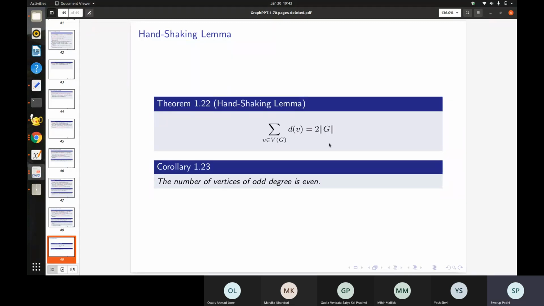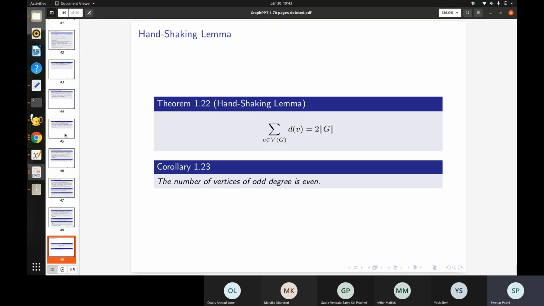The number of vertices of odd degree is even, because obviously the sum of degrees of all vertices is an even value. So the number of vertices which are of odd degree has to be even so that the sum remains even.